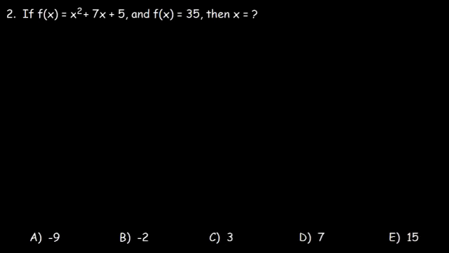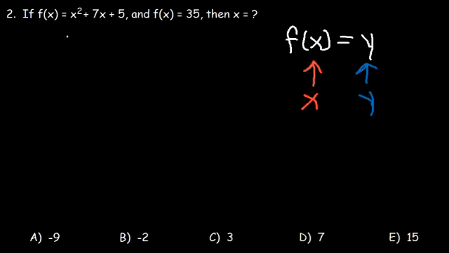Number 2, if f of x is equal to x squared plus 7x plus 5, and f of x is equal to 35, then what is the value of x? So, what's the first thing that you would do to solve this problem? Now keep in mind, f of x is equal to y. So the number that's on the inside of f is equal to the value of x, and a number that's on the outside is equal to y. So when we see the equation f of x is equal to 35, the number on the outside is equal to y, and we're looking for x.